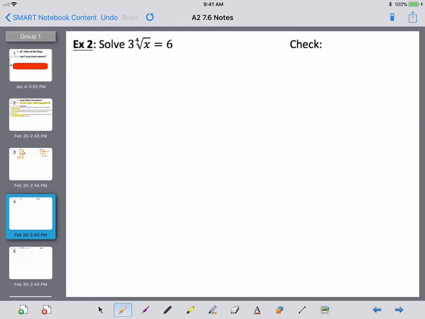All right, our second example, we have to get rid of this 3 in front of the 4th root of x first. So we're going to divide both sides by 3. All right, then these here cancel, and we're left with the 4th root of x equals 2. Now to cancel out a 4th root, we raise to the power of 4. Okay, so the 4th root and the power of 4 cancel, and we are left with x equals 2 to the 4th, which if you multiply 2 by itself 4 times, you're going to get 16.